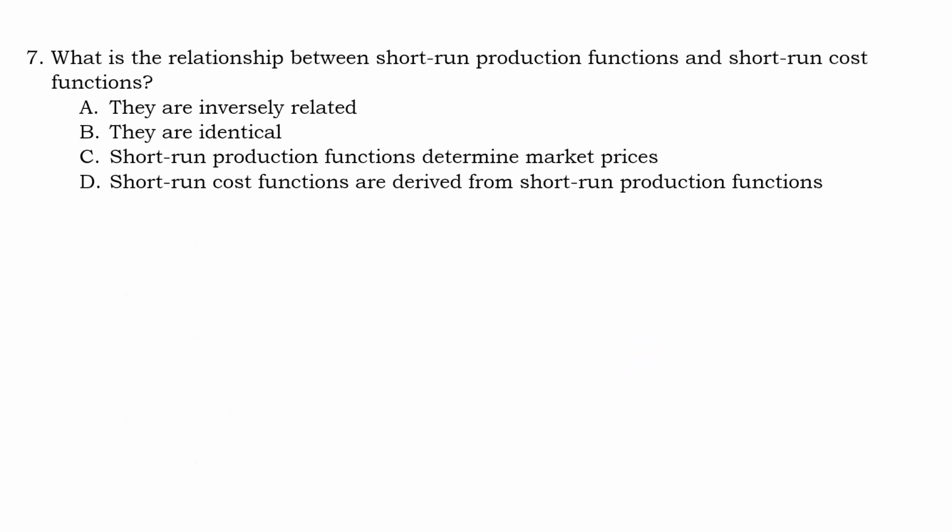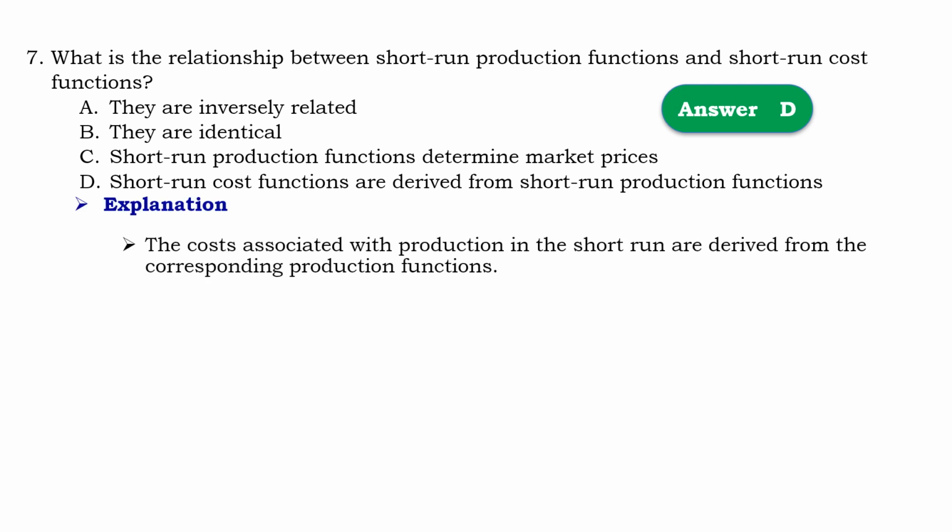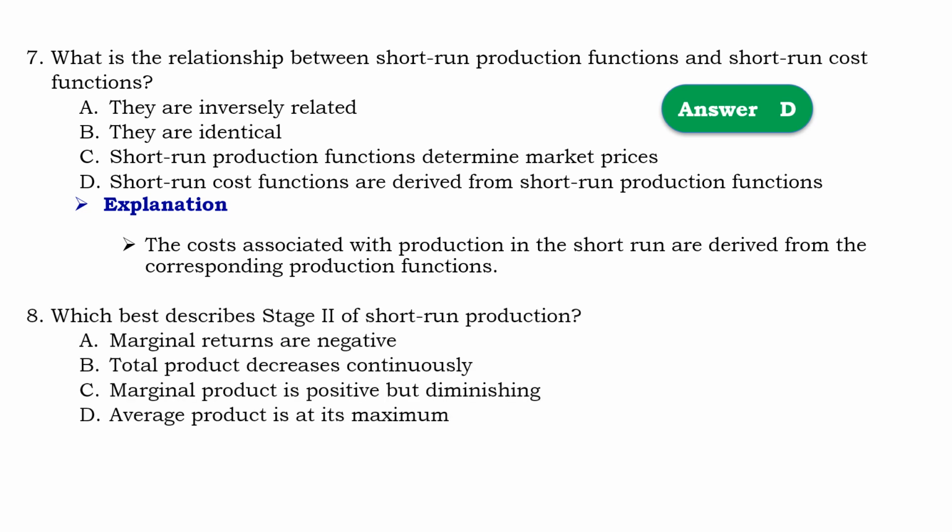Question number 7. What is the relationship between short run production function and short run cost function? So that should be D, short run cost functions are derived from short run production function. Means that the costs associated with production in the short run are derived from corresponding production functions.